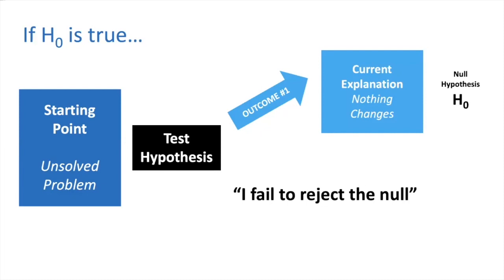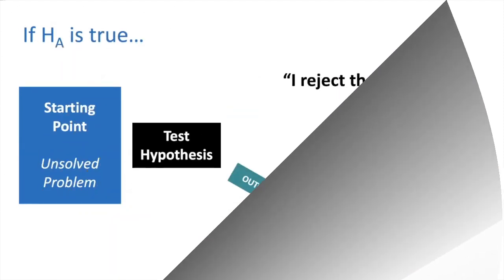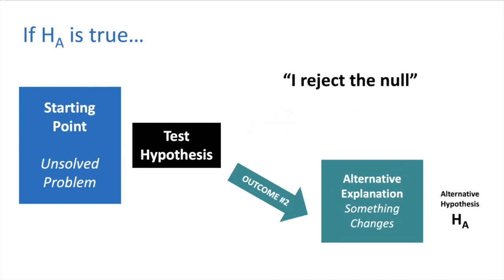So here is our flow chart. Let's say you have the starting point, you set a hypothesis, and outcome number one, the null hypothesis turns out to be true. You say, I fail to reject the null. Let's say you perform an experiment, but instead of outcome number one being true, outcome number two, the alternative hypothesis is supported by the data of the experiment. You say, I reject the null.